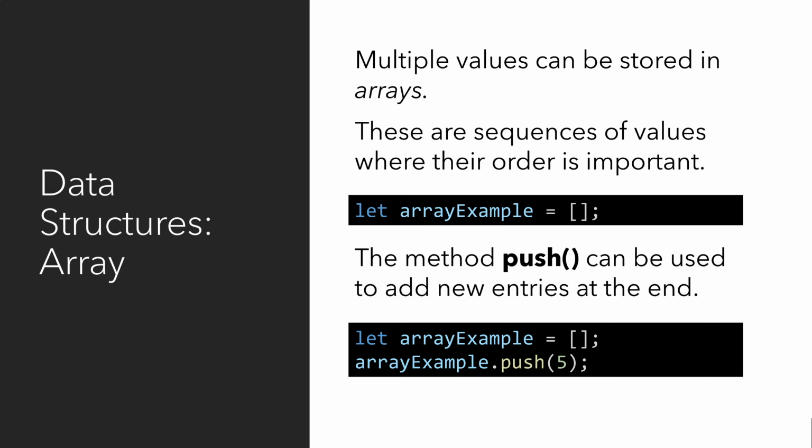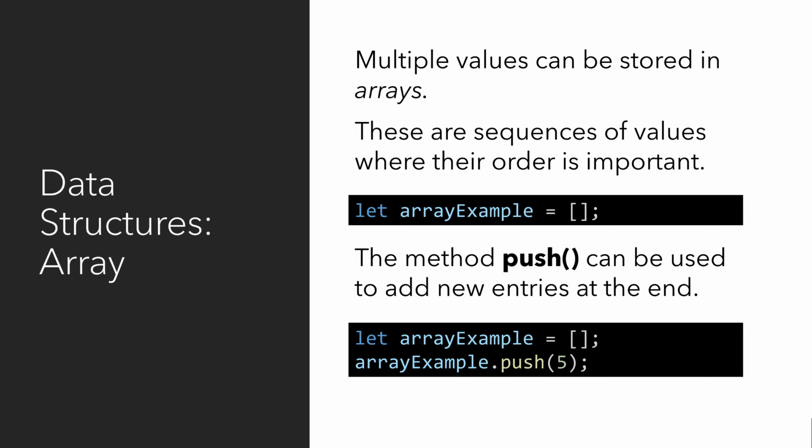Multiple values can be stored in arrays. These are sequences of values where the order is important. They are created using open and closing square brackets. Similar to creating single values, this then creates a set of sequences of values. When created, the method push can be used to add new entries at the end.